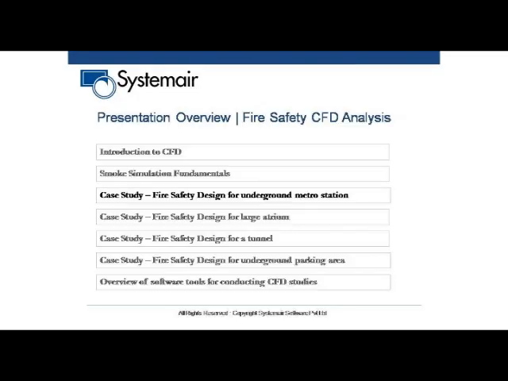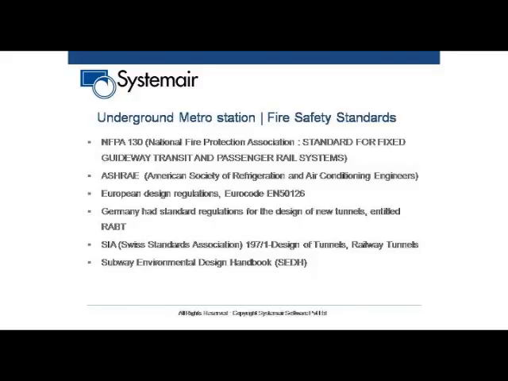So we come to case studies. First of all is the design of an underground metro station. This case study I'm presenting is for a retrofit job of an existing metro station in which there was no smoke ventilation design, only normal ventilation. NFPA 130 is the standard used for smoke ventilation design for metro rails and other rail systems as well. Apart from that, EN 50126 is a very good standard which is more followed in European areas.